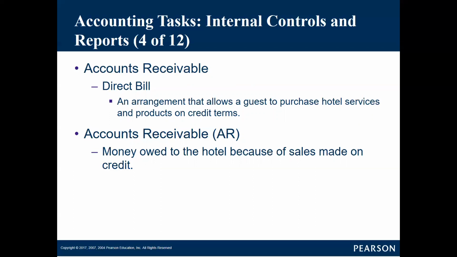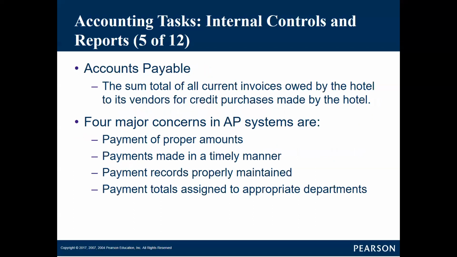Make sense? Good. Accounts payable. Suppliers and service companies provide goods and services on a credit basis. Then these vendors bill the hotel according to the credit terms previously established. Accounts payable is the sum of all current invoices owed by the hotel to its vendors for credit purchases that are made by the hotel.